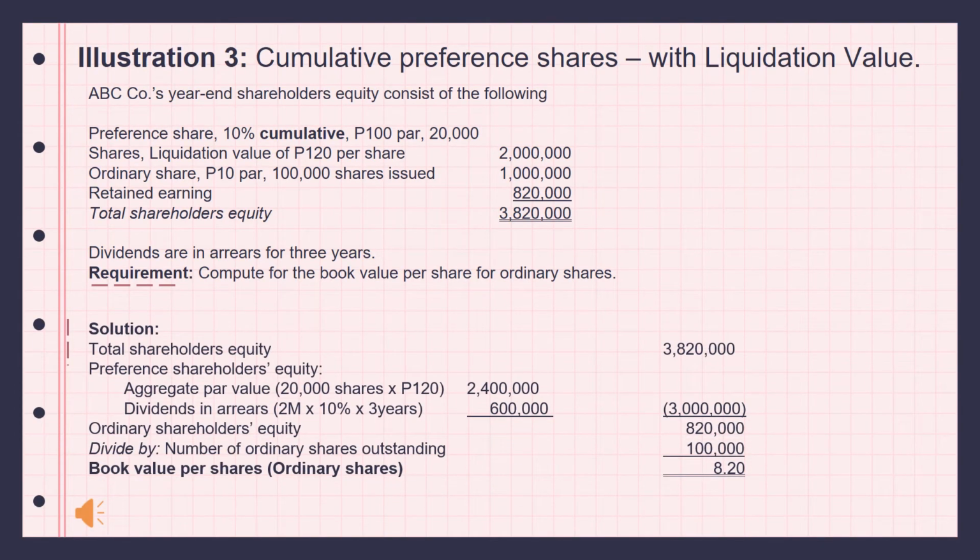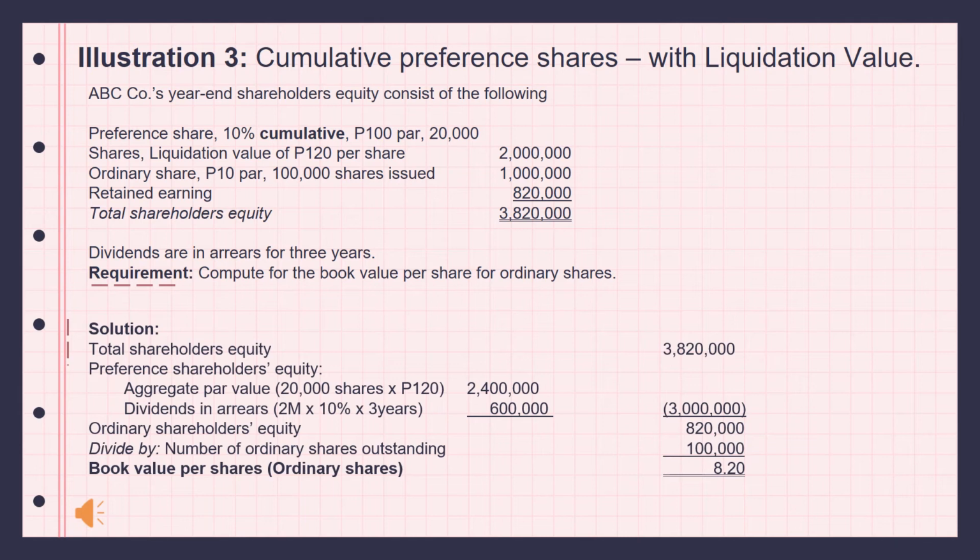Illustration number 3, cumulative preference shares with liquidation value. ABC Co's year-end shareholders equity consists of the following: preference shares 2 million, ordinary shares 1 million, retained earning 820,000, total shareholders equity 3,820,000. Additional info, dividends are in arrears for 3 years. So dito sa problem ay given na liquidation value 120 pesos per share. So kapag may liquidation value, yun yung gagamitin natin para makuha yung aggregate par value sa computation, instead na yung 100 pesos par.